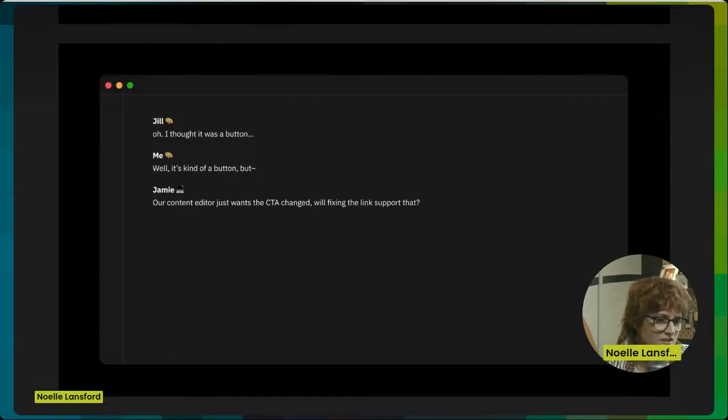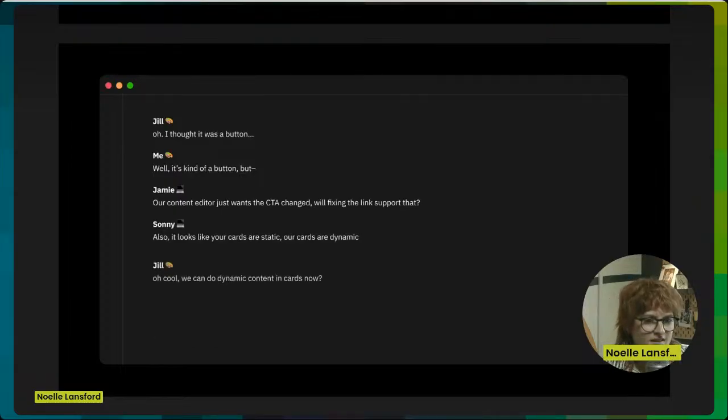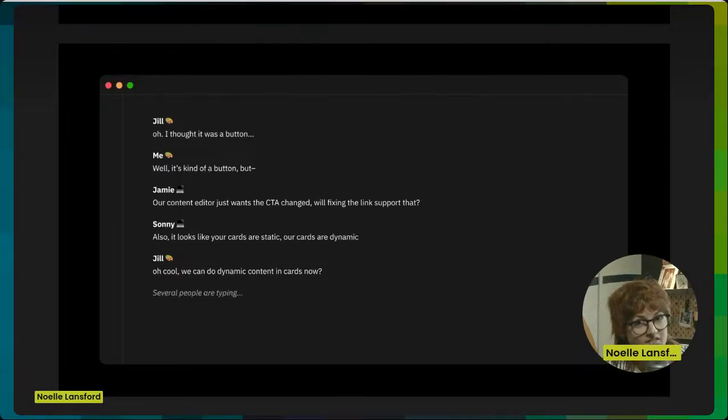Jamie says, also, our content editor just wants the CTA changed. First of all, what's a CTA now? Will fixing the link support that? To which Sunny says, also, it looks like your cards are static. Our cards are actually dynamic. To which Jill says, oh, cool. We can do dynamic content in cards now? Yeah. Yep. We've all been there.